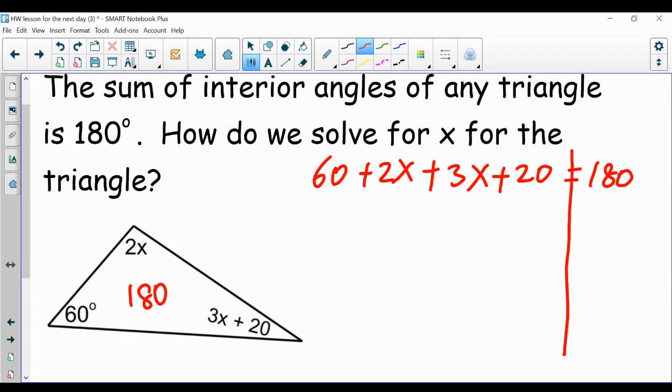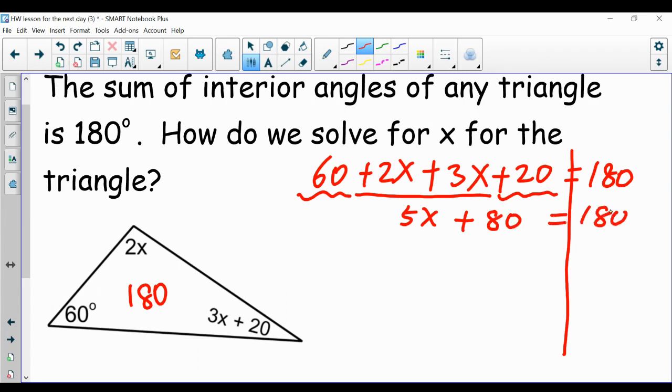I will first do a waiver here. I know some of you are still looking. That's fine. We combine the like terms on the left side. We have 2x plus 3x here, so we have 5x here. And we have 60 and 20. They are like terms. Numbers themselves are like terms. So 60 plus 20 equals 80, equal to 180. Next, we have 5x plus 80 equals 180.